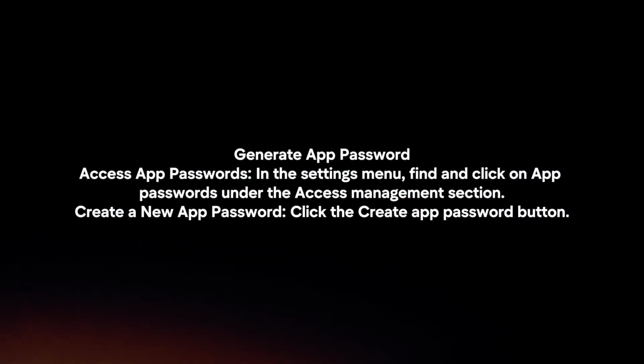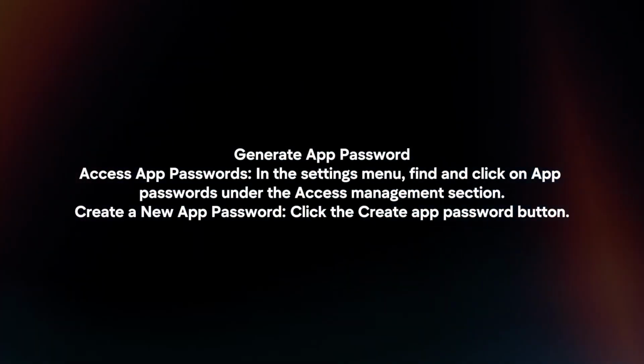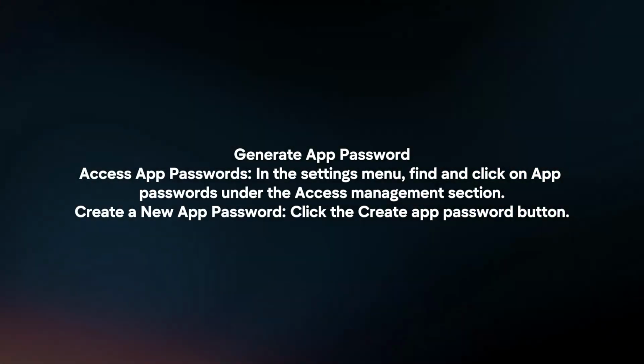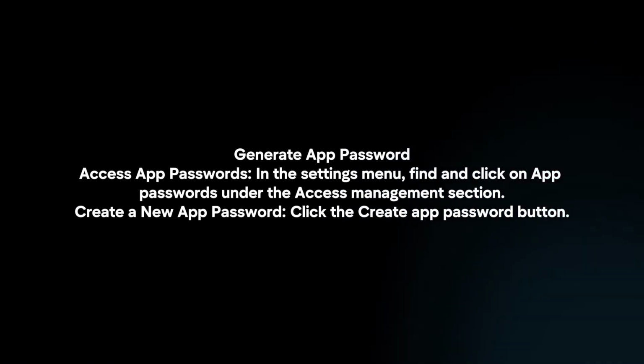Generate app password. Access app passwords. In the Settings menu, find and click on App Passwords under the Access Management section. Create a new app password. Click the Create App Password button.